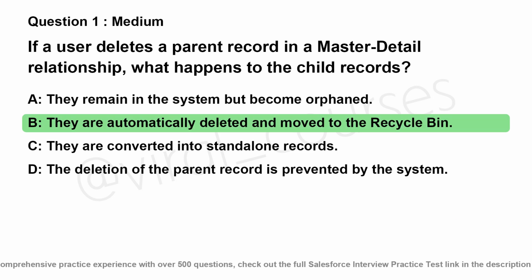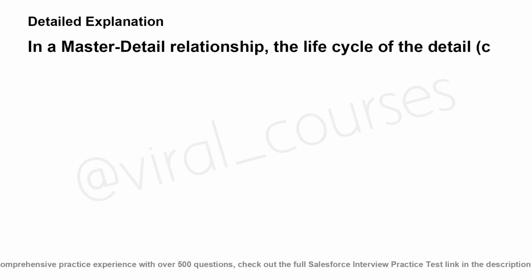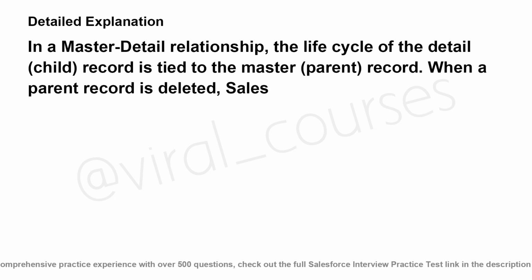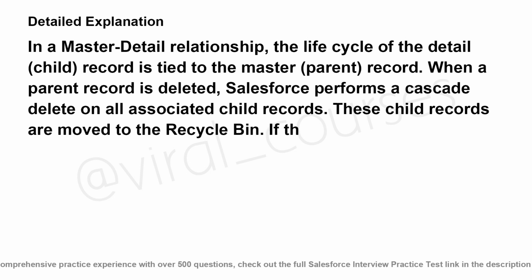The correct answer is B. In a master detail relationship, the life cycle of the detail child record is tied to the master parent record. When a parent record is deleted, Salesforce performs a cascade delete on all associated child records. These child records are moved to the recycle bin.